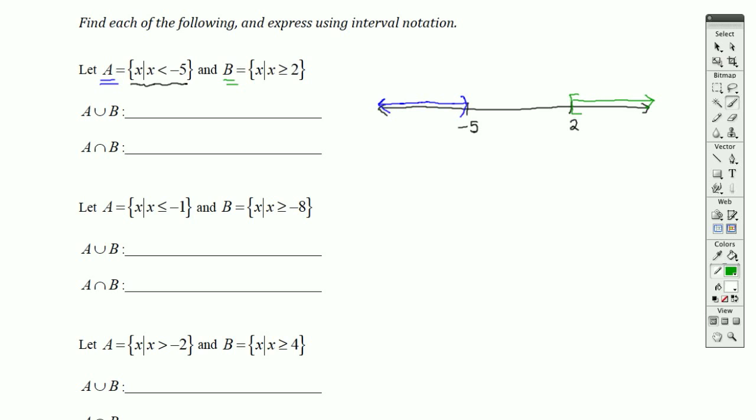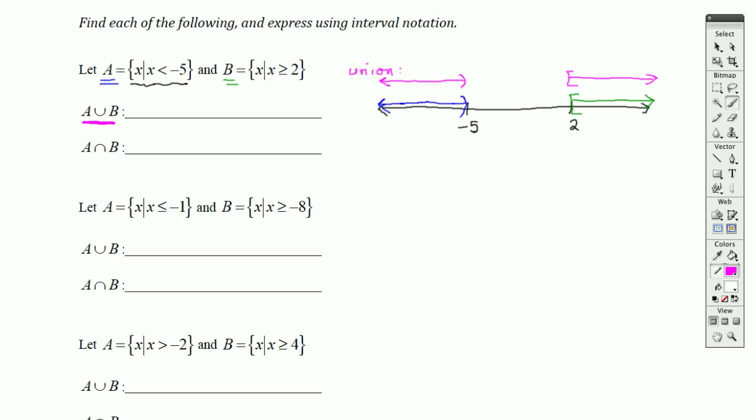So first of all, let's find A union B. The union is all elements of either set. So if we graph the union up here in pink, it means everything that's on one graph or the other. So everything that's on this graph and everything that's on this other graph.